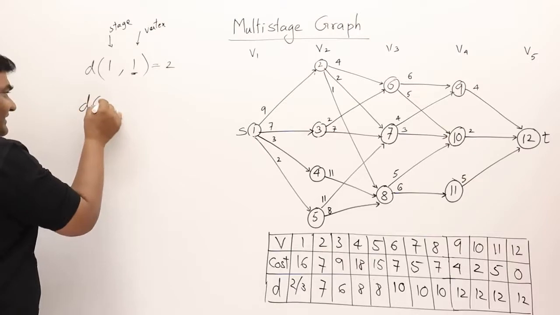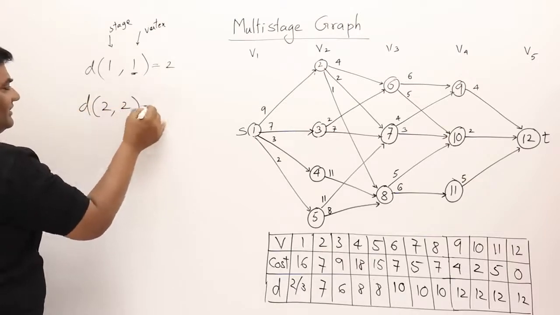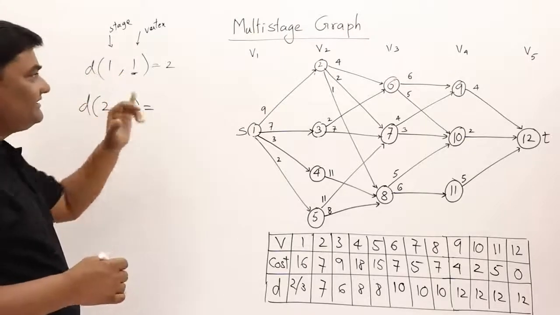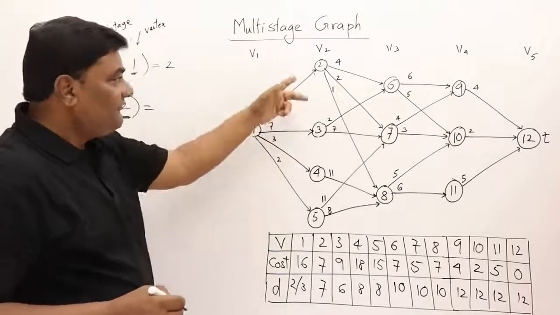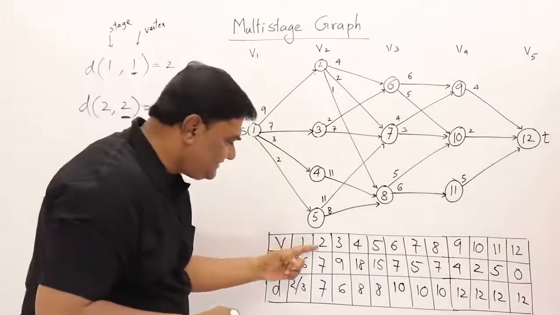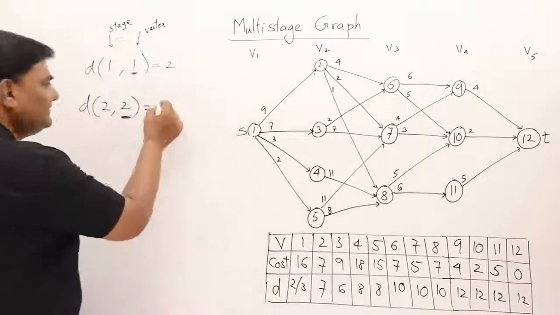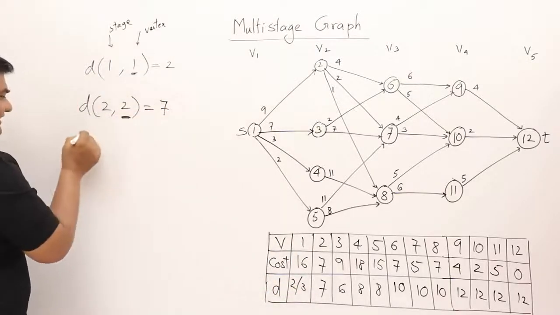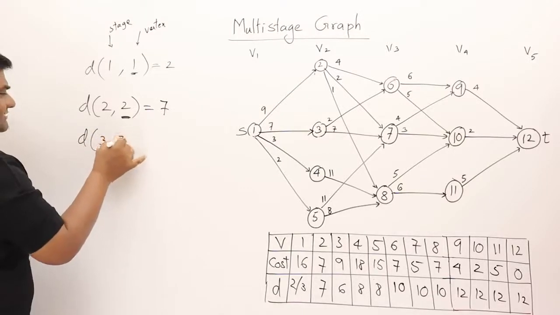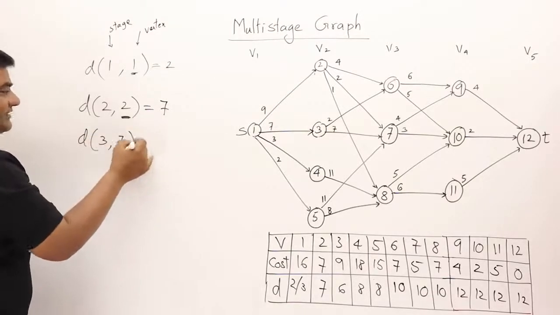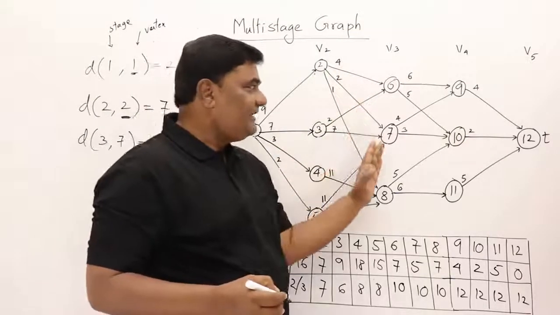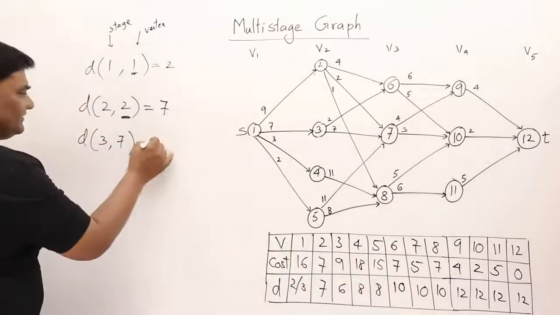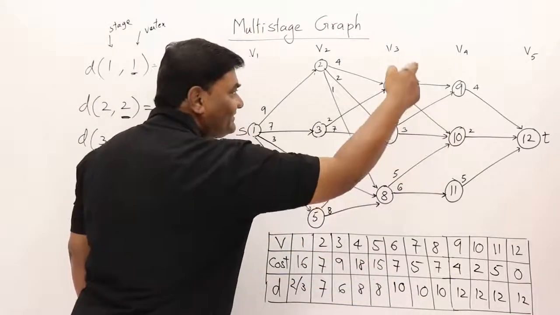Now in the second stage already we have taken 2. D of 2 comma 2. See, this was the first stage. We selected the first vertex. In the second stage, the second vertex, vertex 2. Now from there where we should go. So for 2, who has given the minimum result? 7. So this is 7. In D we have 7. Now we are on the 7th vertex in stage 3. Now being on stage 3, where we should go next? On 9 or 10? Which one? So 7 has given us 10. So 10. Now we are on vertex 10 in stage 4.